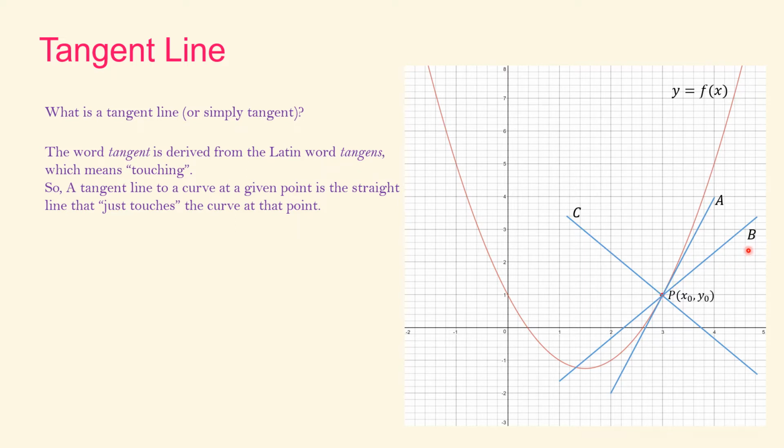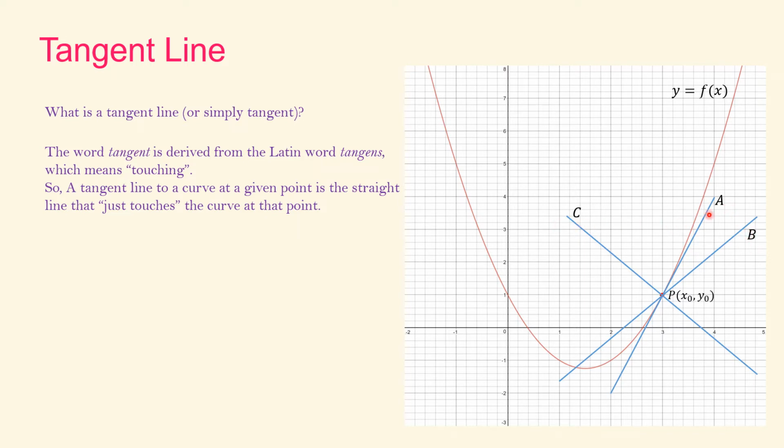Actually, lines B and C are not tangent to our curve. They cross our curve at the point P. Only line A just touches our curve at one point. So this line is tangent to our curve at the point P, and the other lines are not. But what is the difference between line A and lines B and C? What makes line A tangent but lines B and C not tangent?